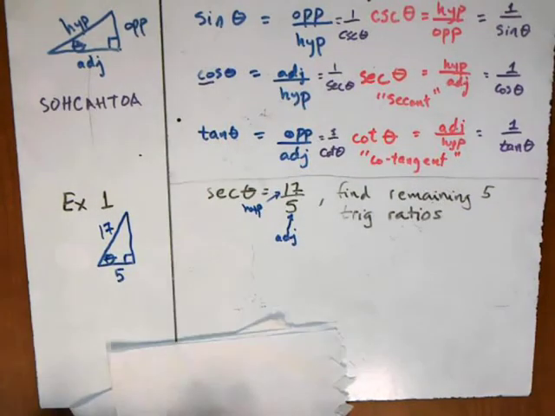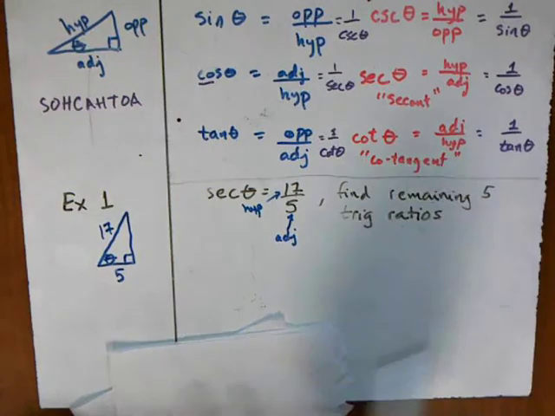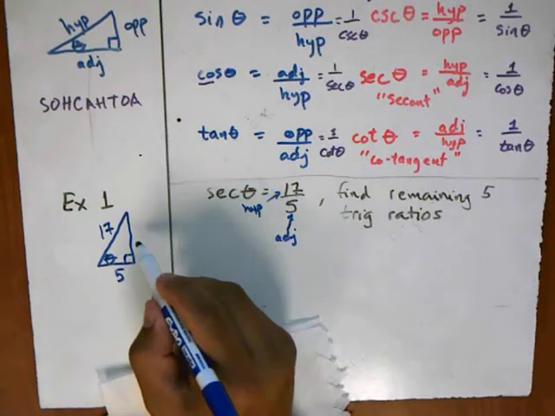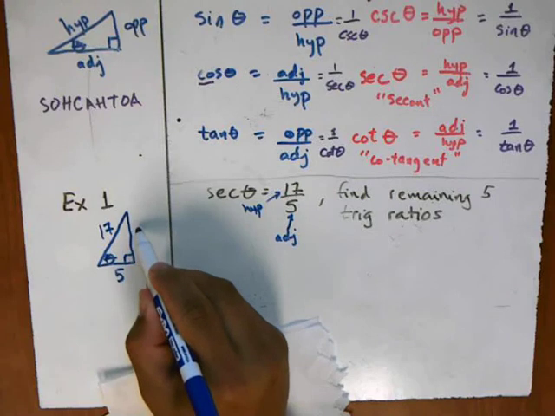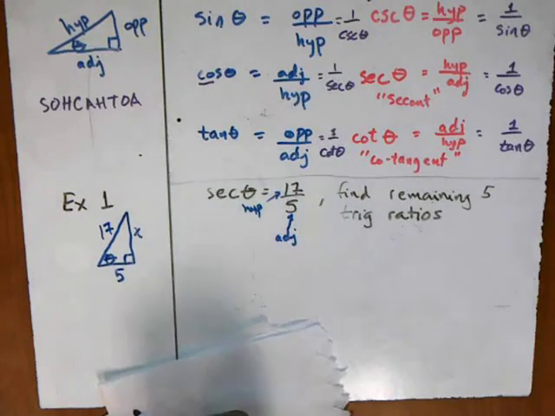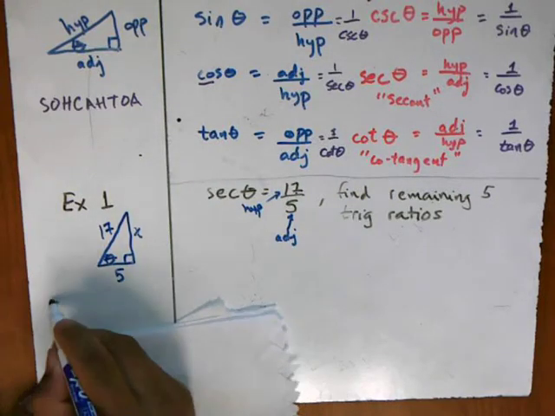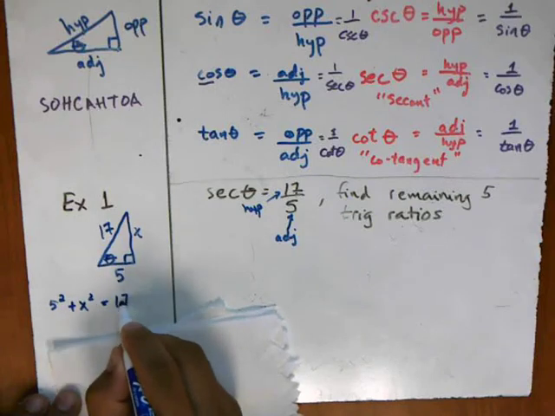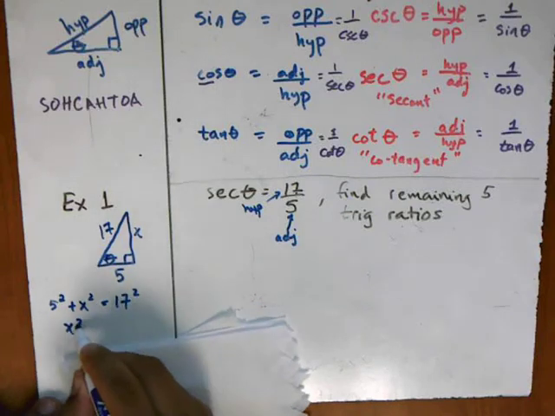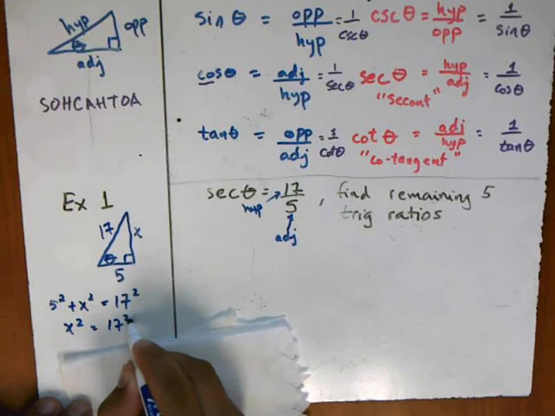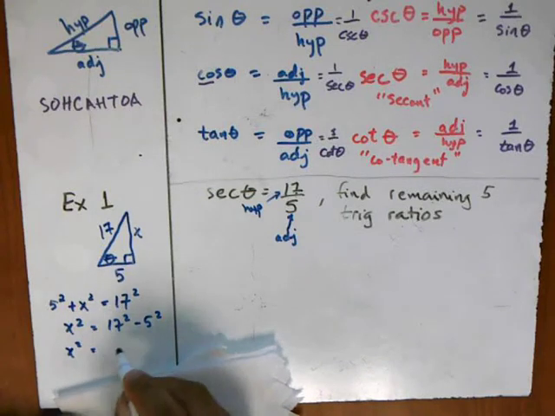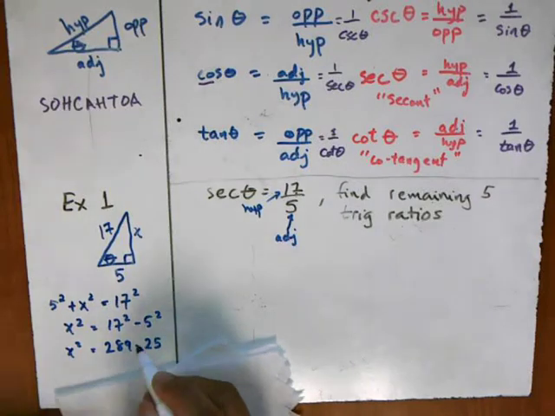Okay. And because we're asked to find all 5 of the other ratios, one of the things we're going to have to do is find this missing side here as well. So we'll call this side x, okay? Because that's also going to help us. And we know that 5 squared plus x squared is equal to 17 squared. So that means x squared is equal to 17 squared minus 5 squared.